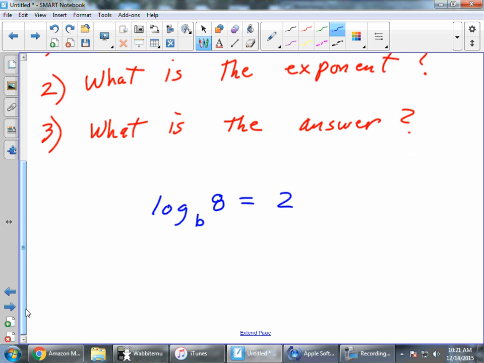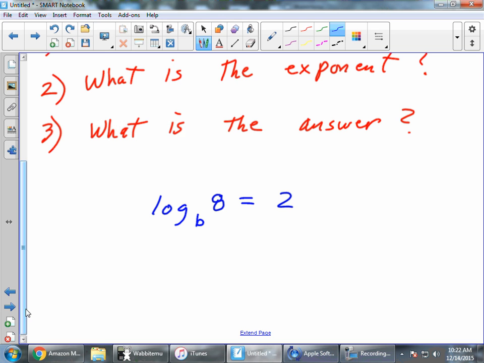Because in this deal here, you can't plug this into your calculator directly. Your calculator can only handle base 10 and base e. Okay? Well, I shouldn't say that. Some of the newer operating systems for the TI can handle more, but a lot of the older calculators and older operating systems can't. So we got to learn to do it by hand.